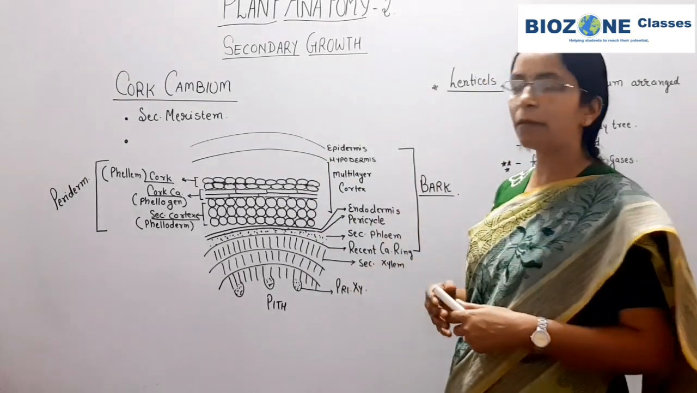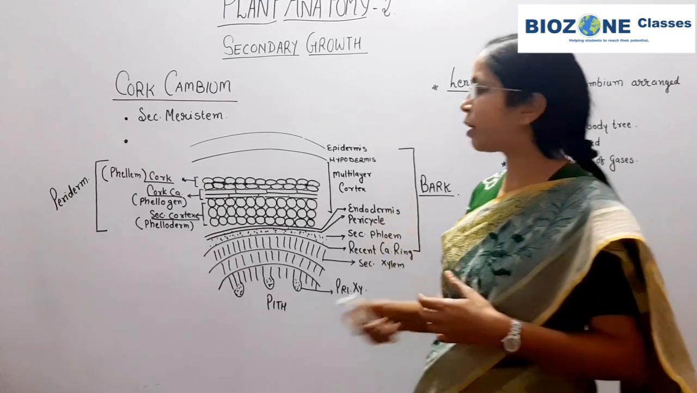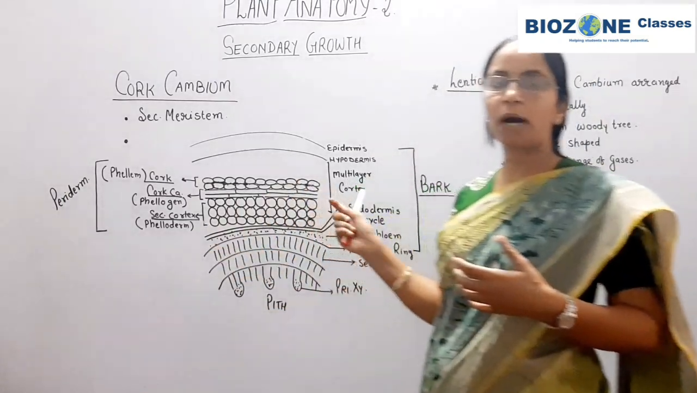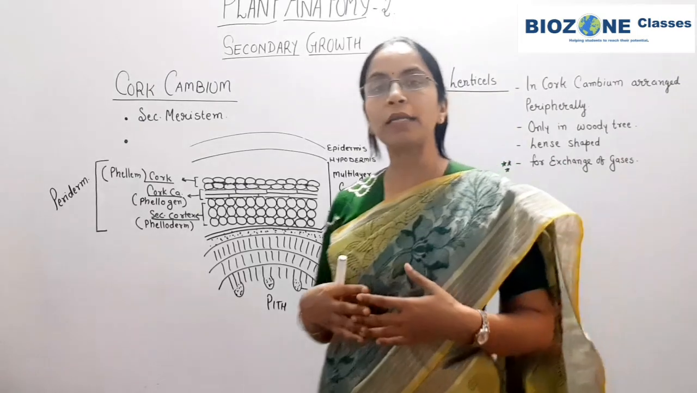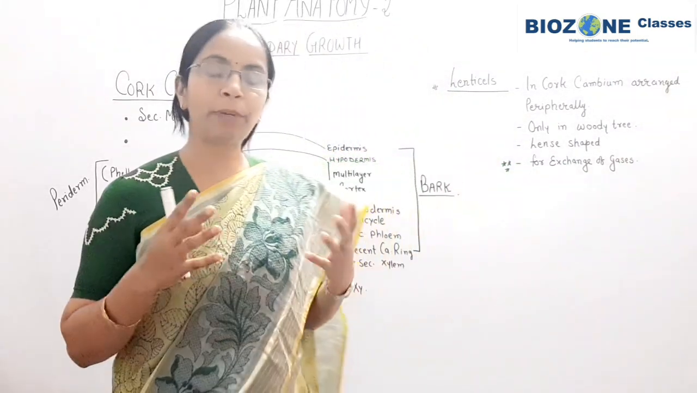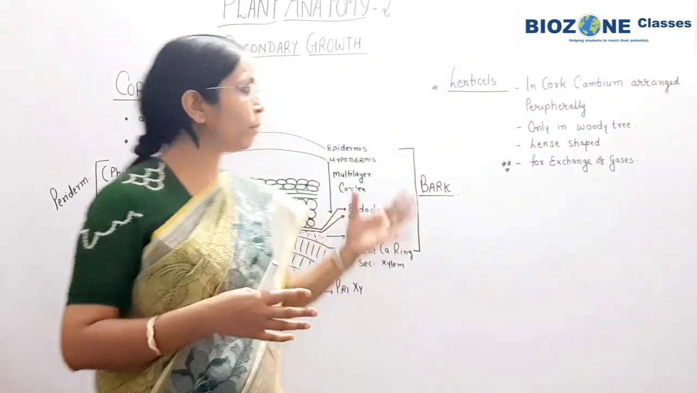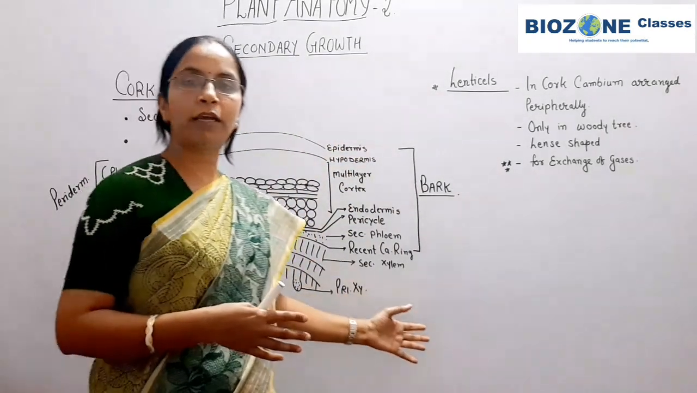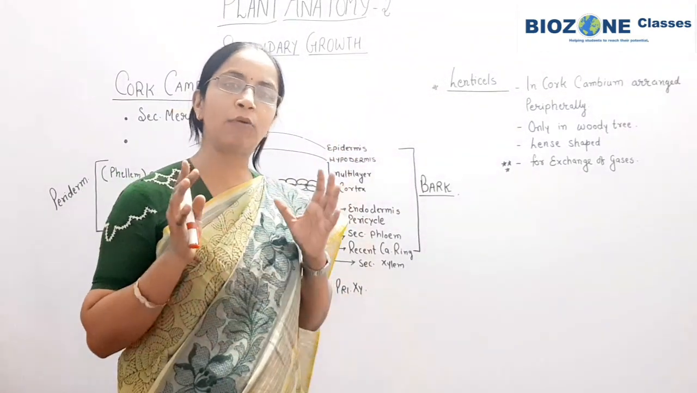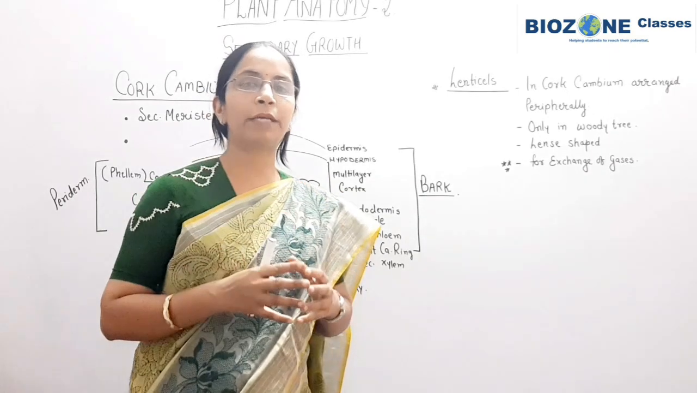Now we come towards the bark. So again the confusion is there. What is periderm and what is bark? So one thing you remember, bark is a non-technical term. In simple terms, we use it for the number of layers and protective layers in woody trees, that is commonly called bark.